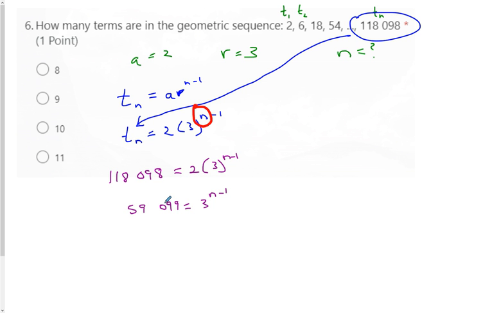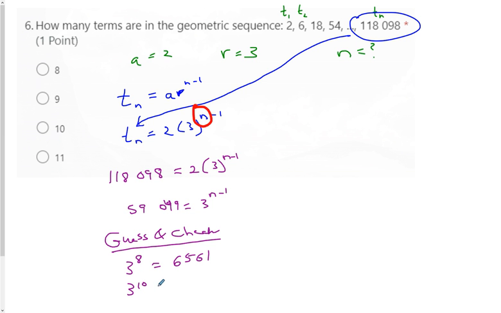59,049. My 4s and my 9s look really similar. Okay, so this is not so bad. Let's just try a little guess and check here. Let's see what value 3 to the something equals 59,049. I don't know. Let's try 3 to the 8. 3 to the 8 is 6561. That's not it. We need a bigger number.